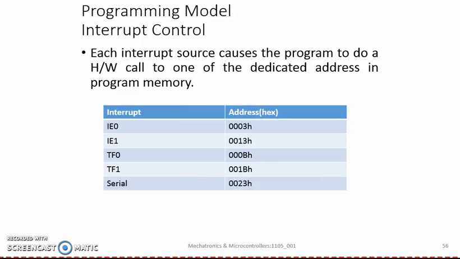Every interrupt will make the program do a hardware call, and a particular interrupt service routine will be executed. The routine will be stored at a particular address. For external interrupts 0 and 1, the ISRs will be stored at 0003H and 0013H respectively. Timer interrupts TF0 and TF1 will be stored at 000BH and 001BH. The serial interrupt ISR will be stored at 0023H.